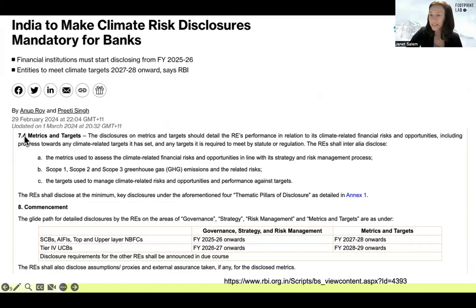And then starting here where it says 7.4, I've just taken a snapshot of the actual communication from the Reserve Bank of India, where they talk about the metrics and targets. So here they're saying that they do want to include scope 1, scope 2, and scope 3 greenhouse gas emissions. So it's not only your own energy and electricity use, but it's also your supply chain. So things that you're purchasing, including property, including equipment, including paper, including legal services, accounting services, anything you spend money on.